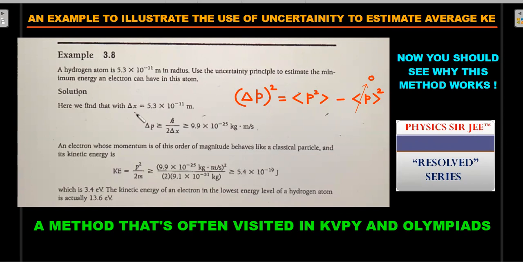The value of delta x is equal to 5.3 into 10 power minus 11. Okay, so because that is the radius, you would say on an average, the value of the uncertainty where the electron could be anywhere within this is of this much order. All these are orders.